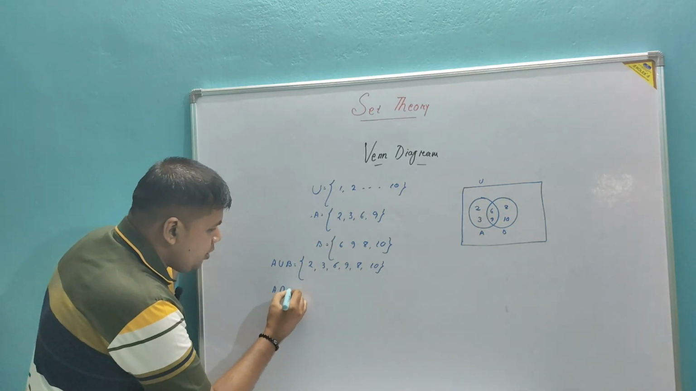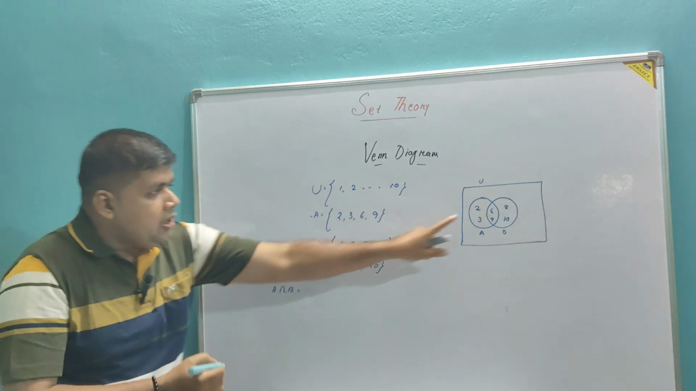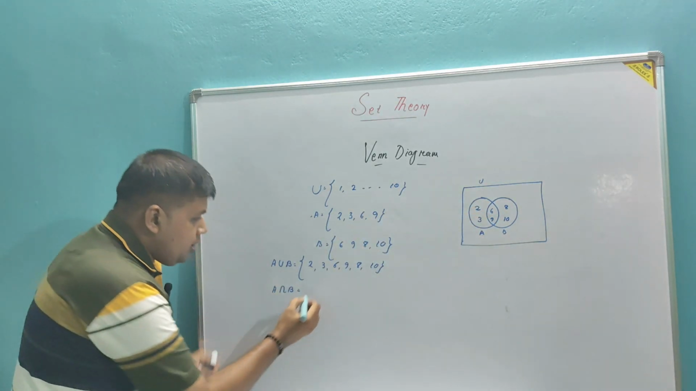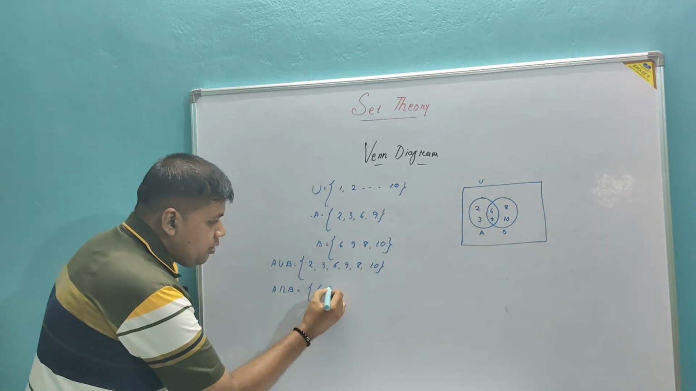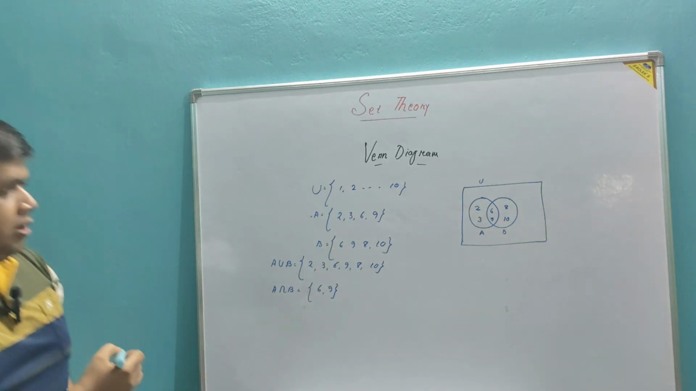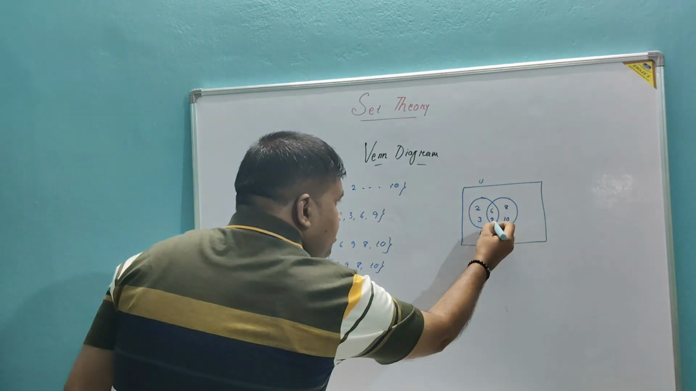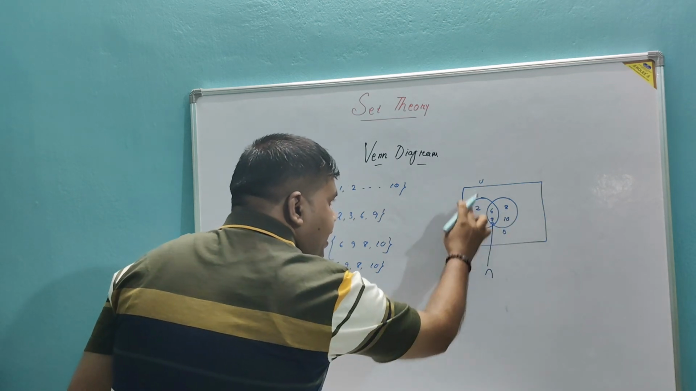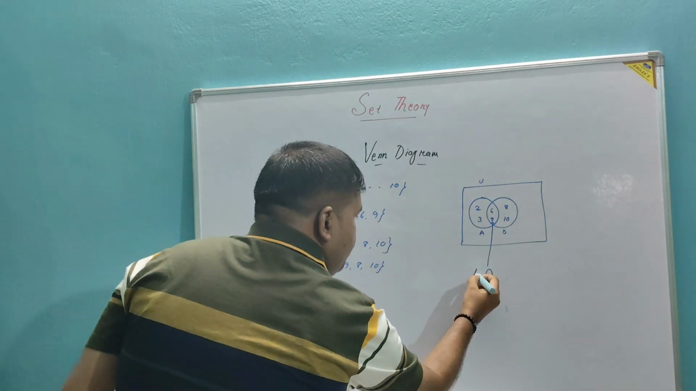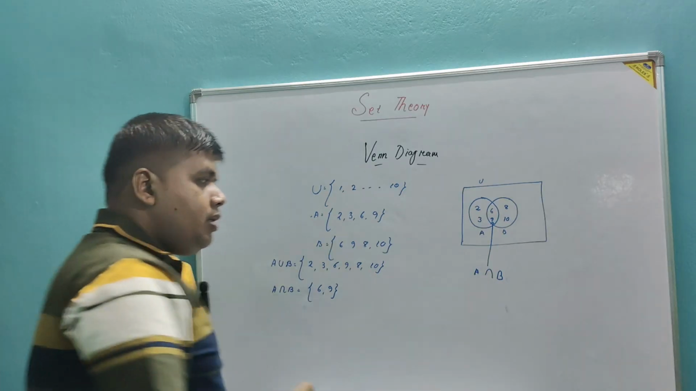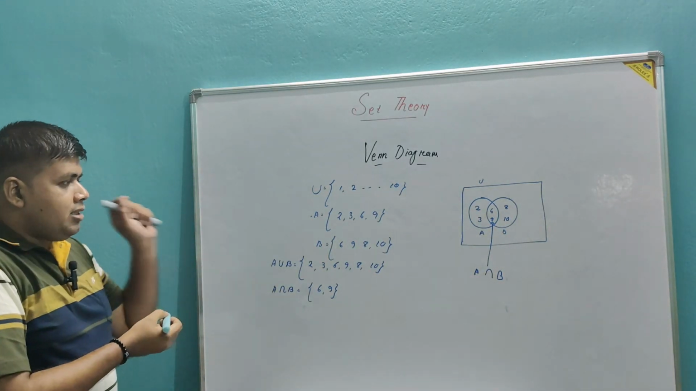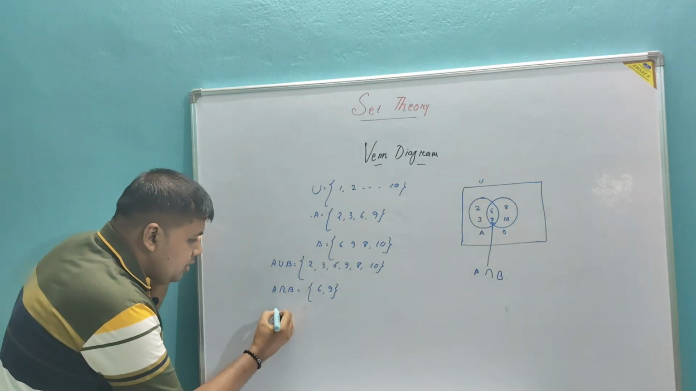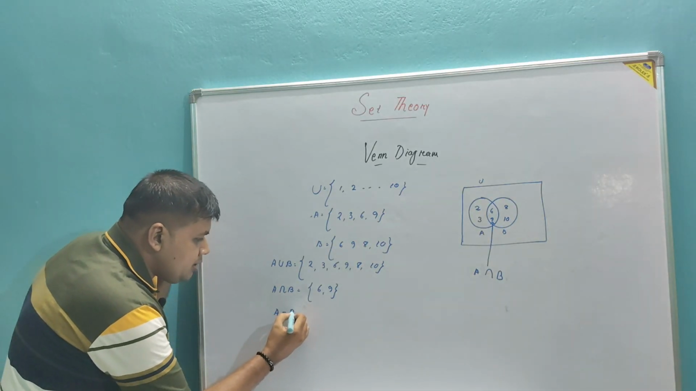A intersection B, we have to see the common elements. So 6 and 9, the elements that are placed here, are considered as the intersection. So this portion is the intersection and the entire thing is union. Next comes the set difference, which is A minus B.